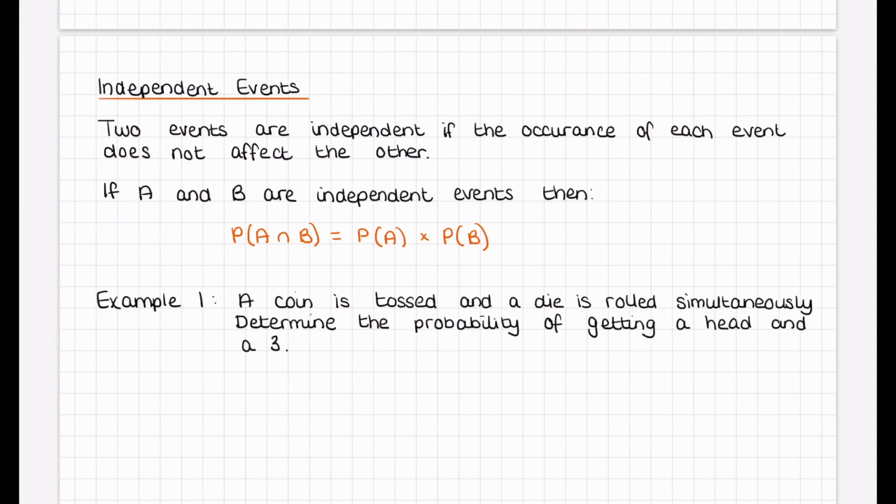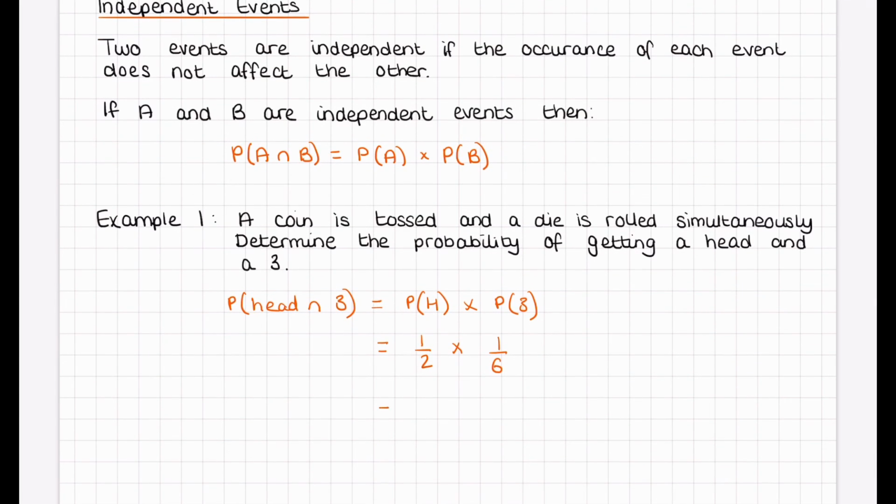And we want to determine the probability of getting a head and a 3. So we want the probability of a head and a 3 equals, now because they're independent, it'll then be just the probability of head times the probability of a 3. Now a head is going to be a half because when we toss a coin we can get heads or tails, and the probability of getting a 3 on a dice is 1 out of 6. When we multiply the fractions, we will get 1 out of 12. And that's independent events for you.